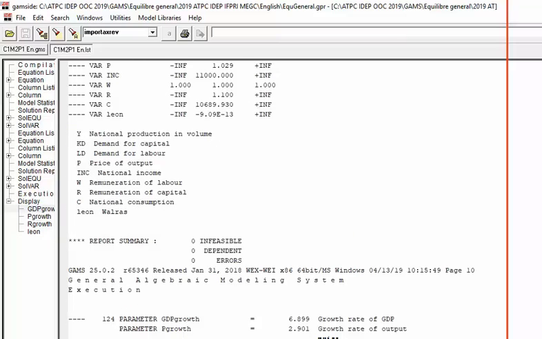As for the results, you have a growth rate of GDP which is close to 7%, and a growth rate of output price of 2.9%. So it means that with an increase of labor supply, you have economic growth, but with economic growth you have some inflation, and you have an increase in the remuneration of capital by 10%. It's normal because each unit of capital is more productive since there are more workers.